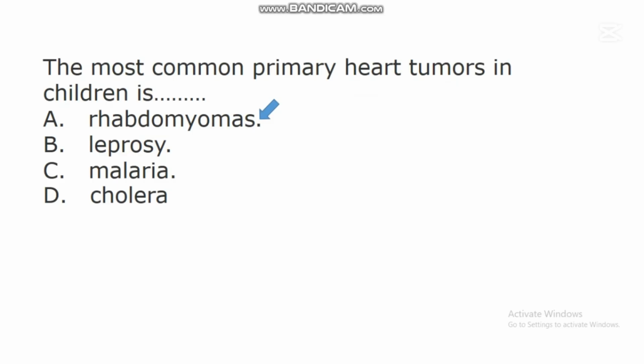Rhabdomyomas. Rhabdomyomas is the most common primary heart tumor in children. Research has shown that the hearts of children can be affected by some tumors, and there are tumors we call rhabdomyomas. These rhabdomyomas are the most common primary heart tumors observed in children.